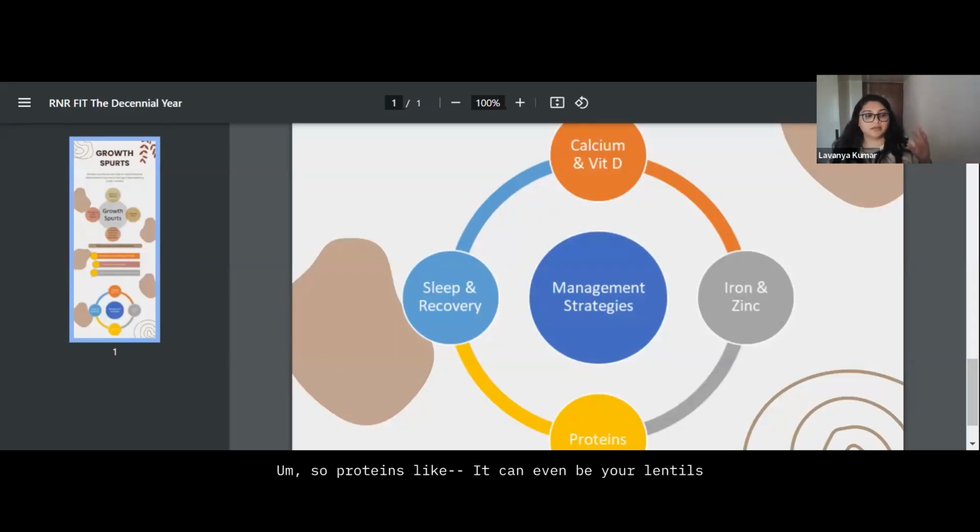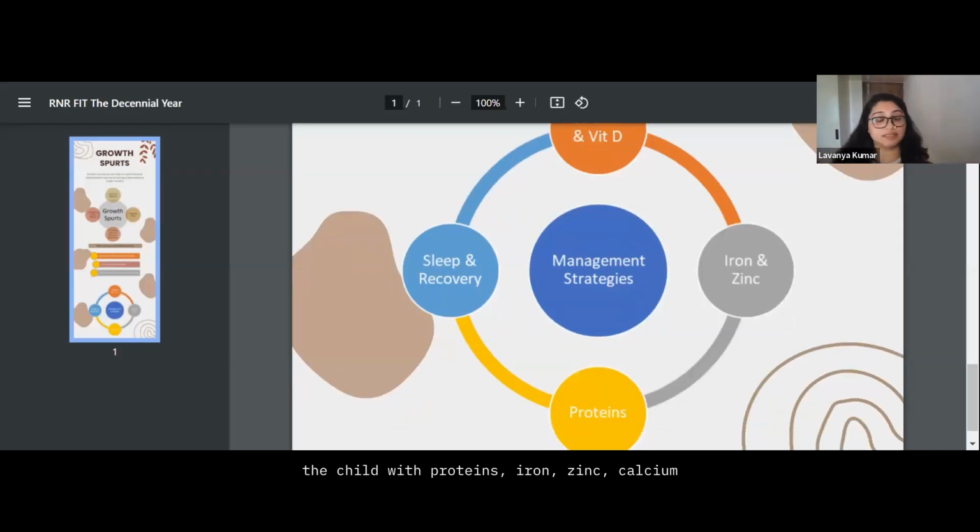So proteins, it can even be your lentils, it can be your beans, it can be your curds, yogurt, whatever the child is okay with, and having this balanced diet but also fortified purely of these is going to help you out. So making sure that you're filling the child with proteins, iron, zinc, calcium, and vitamin D will help a lot in terms of managing and reducing their pain during the growth spurts.